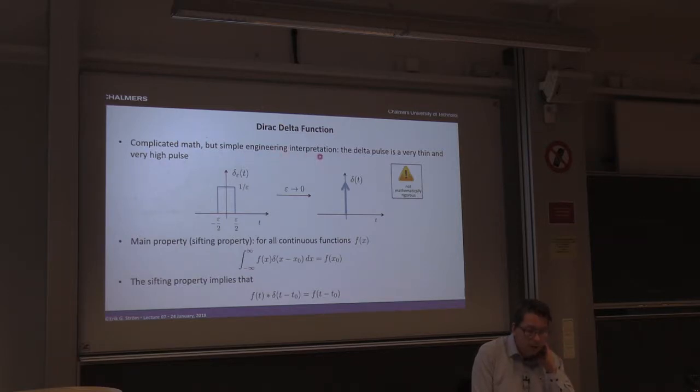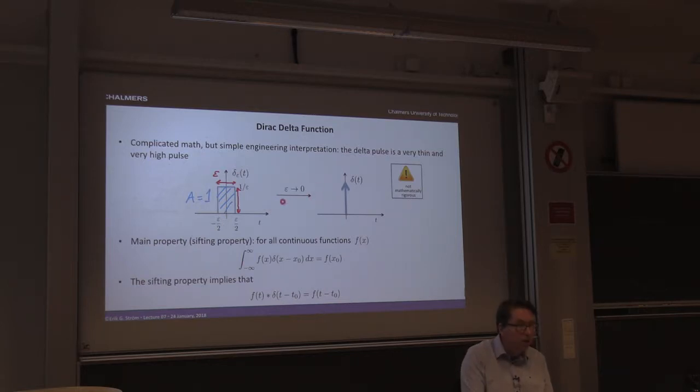So the engineering interpretation is quite simple. A delta pulse is a very thin and very high pulse. Okay, so if we think of this as that we start with a square pulse like this, which has an extent here, a duration here, which is epsilon, and a height, which is 1 over epsilon, which tells us that the area here is equal to what? Thank you. Friday afternoon, can still integrate square pulses. Great. It's going to be a good weekend.